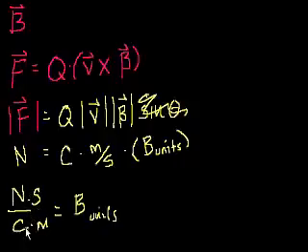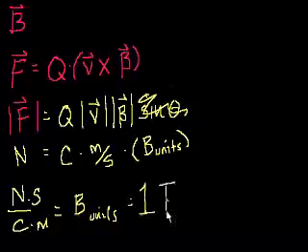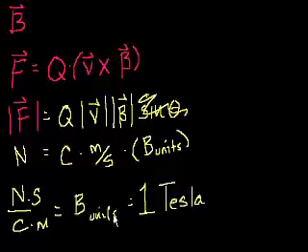And that might seem a little disjointed, and they've come up with a brilliant name, and it's named after a deserving fellow, and that's Nikola Tesla. And so 1 Newton second per coulomb meter is equal to 1 Tesla. And I'm actually running out of time in this video because I want to do a whole problem here. But I just want you to sit and think about it for a second.